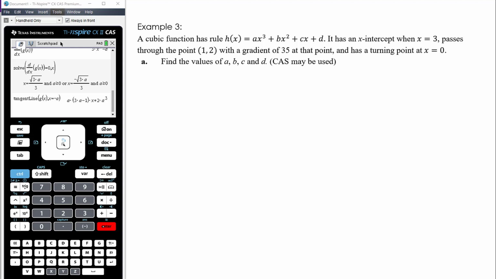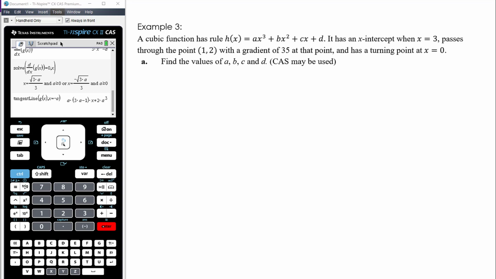A cubic function has rule h of x equals, so the most generic cubic, ax cubed plus bx squared plus cx plus d. It has an x-intercept when x equals 3, passes through the point 1, 2 with a gradient of 35 at that point, and has a turning point at x equals 0. We're going to use our CAS here because we're essentially going to end up with 4 simultaneous equations with 4 unknowns. But let's be clear about what the information is that's going to enable us to create those simultaneous equations.